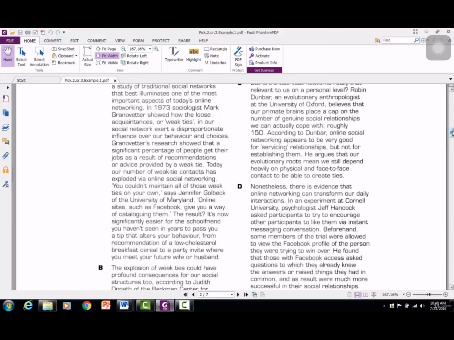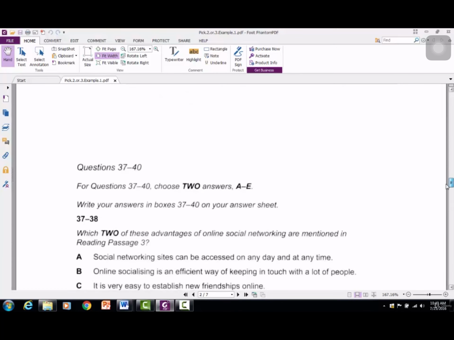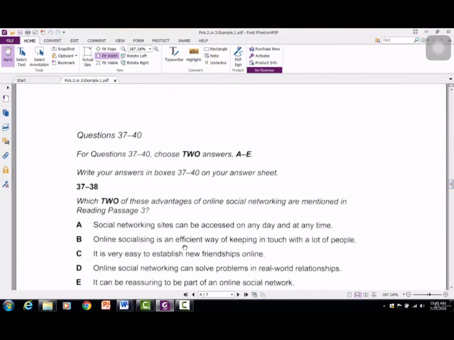So it's talking about it being easier to be in contact with each other. It also tells us that today our number of weak tie contacts has exploded via online social networking. You can maintain all those weak ties on your own. That's the reason why the answer is an efficient way of keeping in touch with a lot of people.